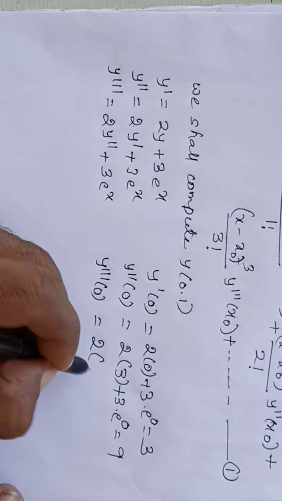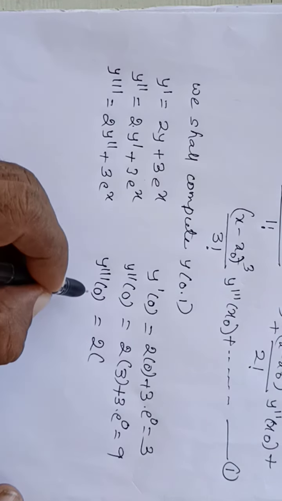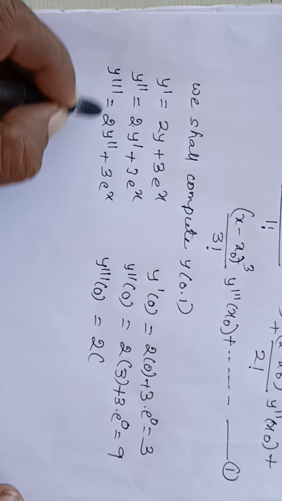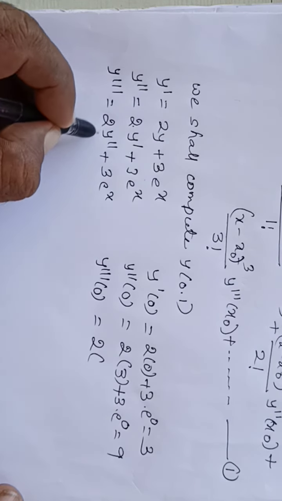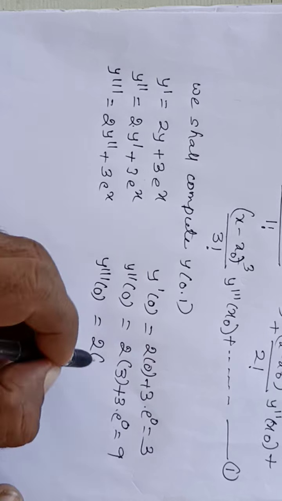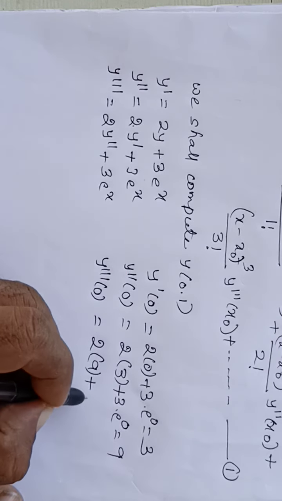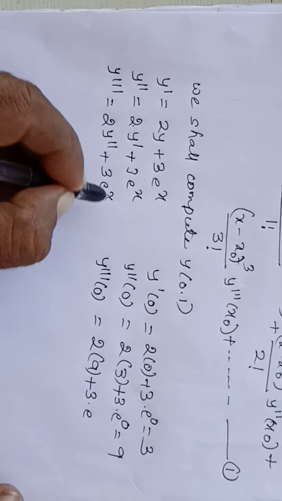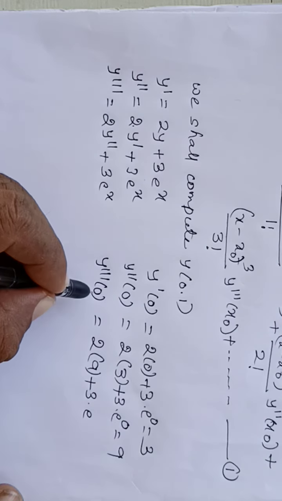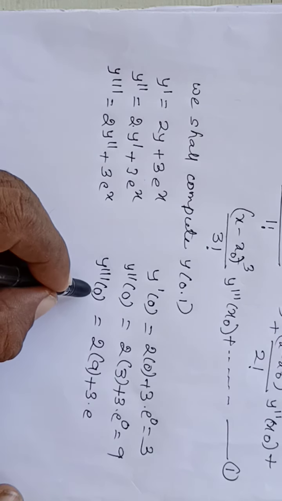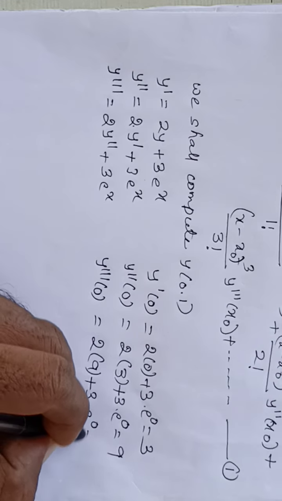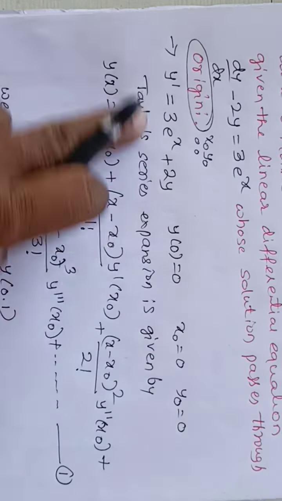y dash is how much here? y dash of 0. Here, if it is initial condition, that means this is y dash of 0. y dash of 0 is how much? 9 plus 3 into e raised to x. x means 0, x naught. We have to insert the value of x naught is 0. x naught of 0 is 0. It is given here in data.